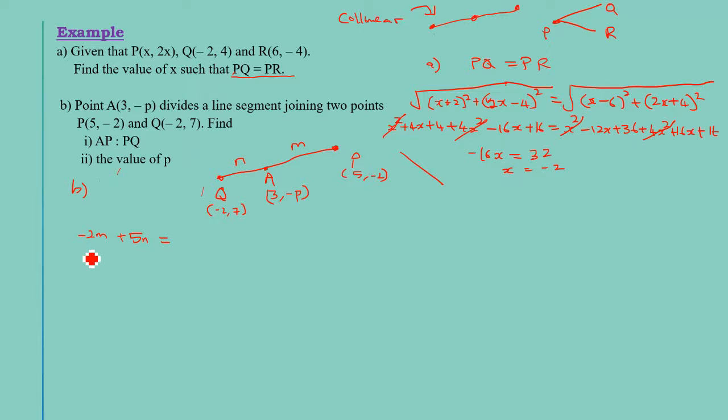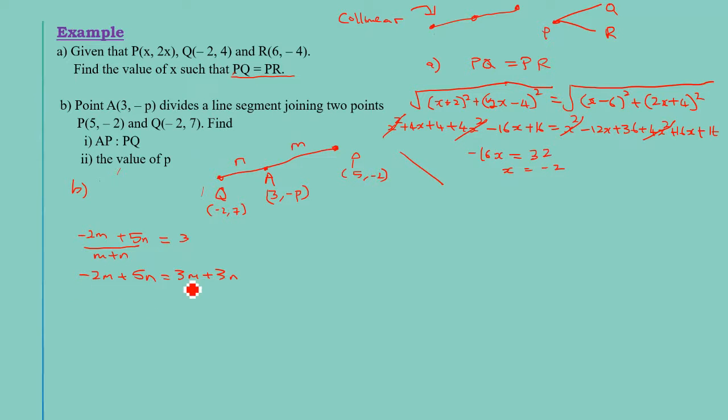Must divide by the ratio here, M plus N. What is this must equal to? 3. So bring it up. So you have -2M plus 5N equals 3M plus 3N. So what we have, bring all your M together, all your N together.